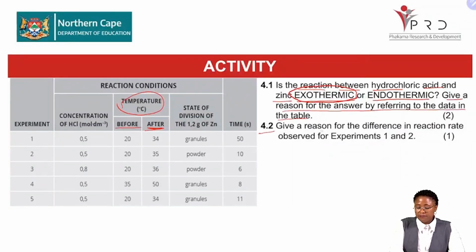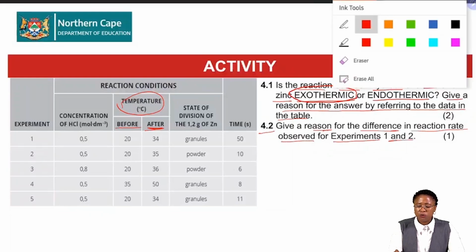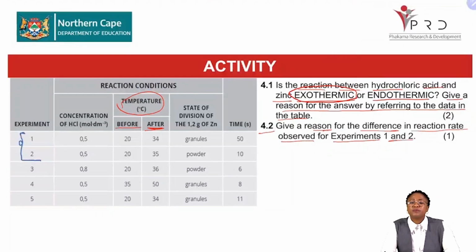4.2 says, give a reason for the difference in reaction rate obtained for experiment 1 and experiment 2. I know there is a lot of information that the examiner might have given you there, but the examiner will always guide you to say, let us focus on this experiment and this experiment. I am looking at experiment 1 and experiment 2, and that is going to be my focus for this question. They're saying give a reason for the difference in the reaction rate.